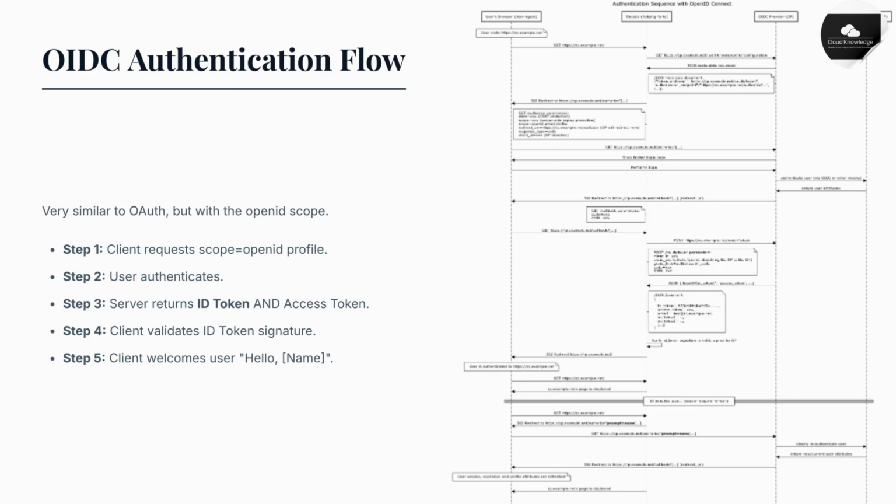The OIDC authentication flow is very similar to OAuth, but requires the openid scope. The server returns both an ID token and an access token. The client validates the ID token signature and then uses the user information to personalize the experience.